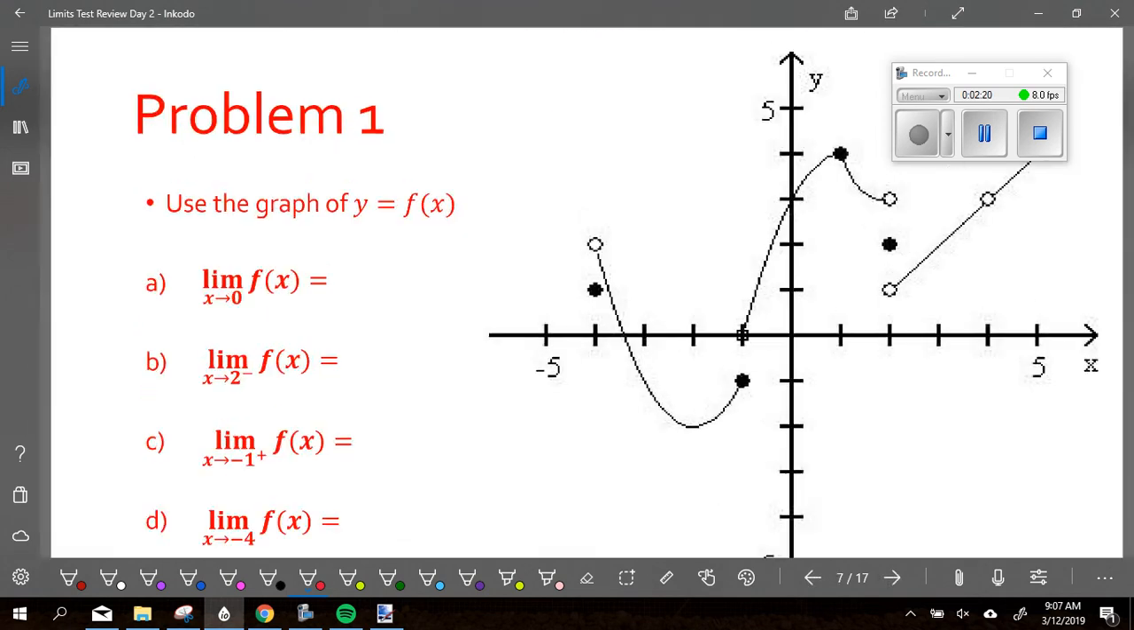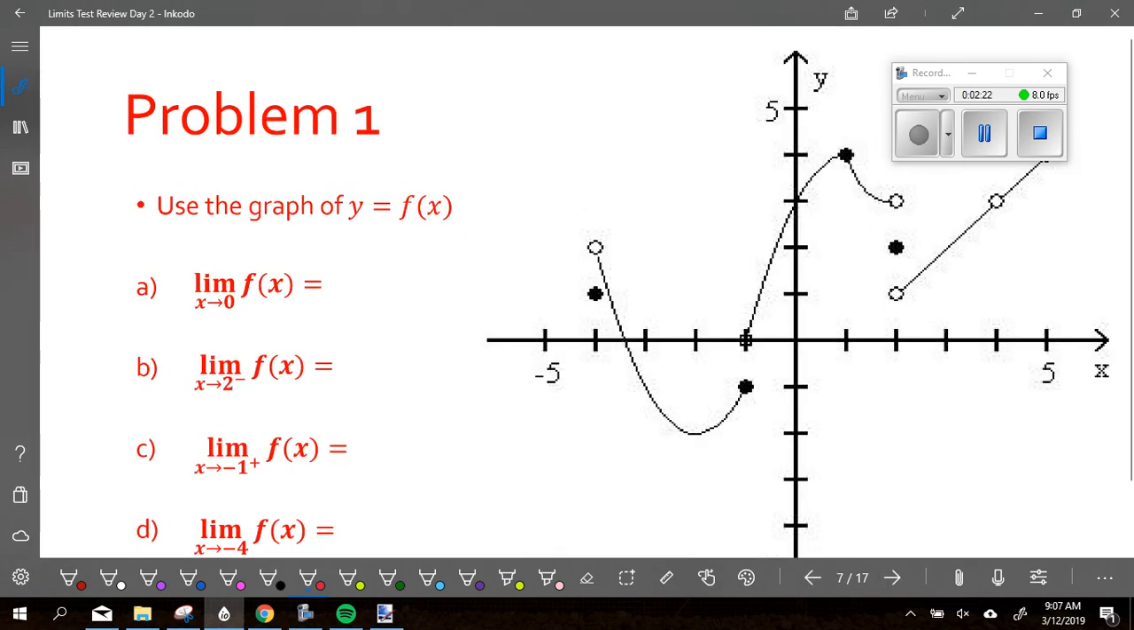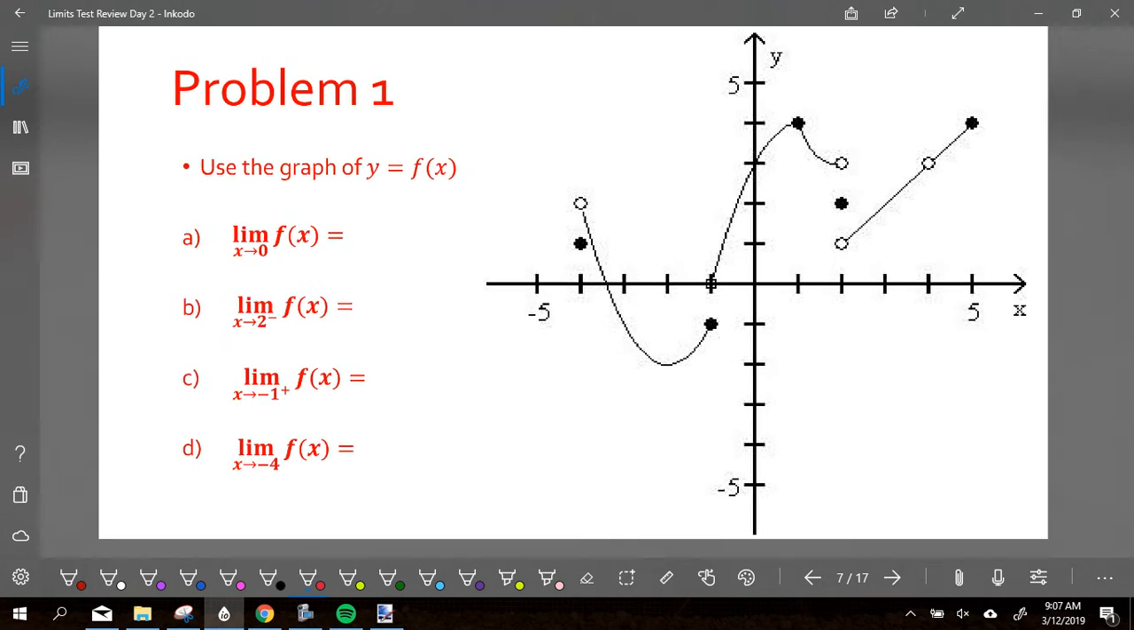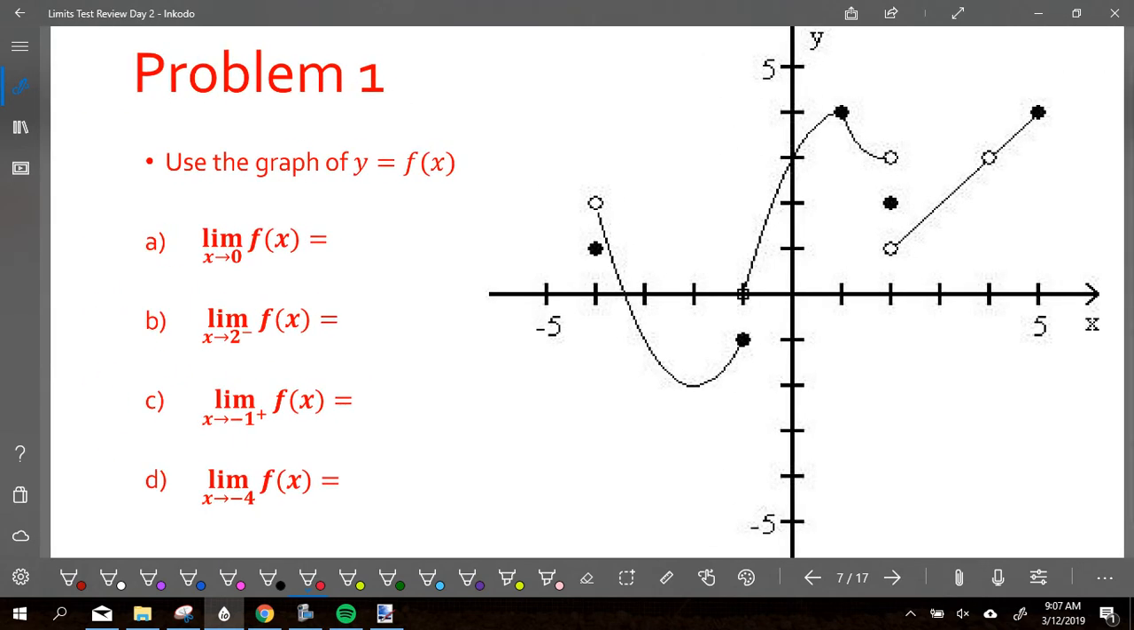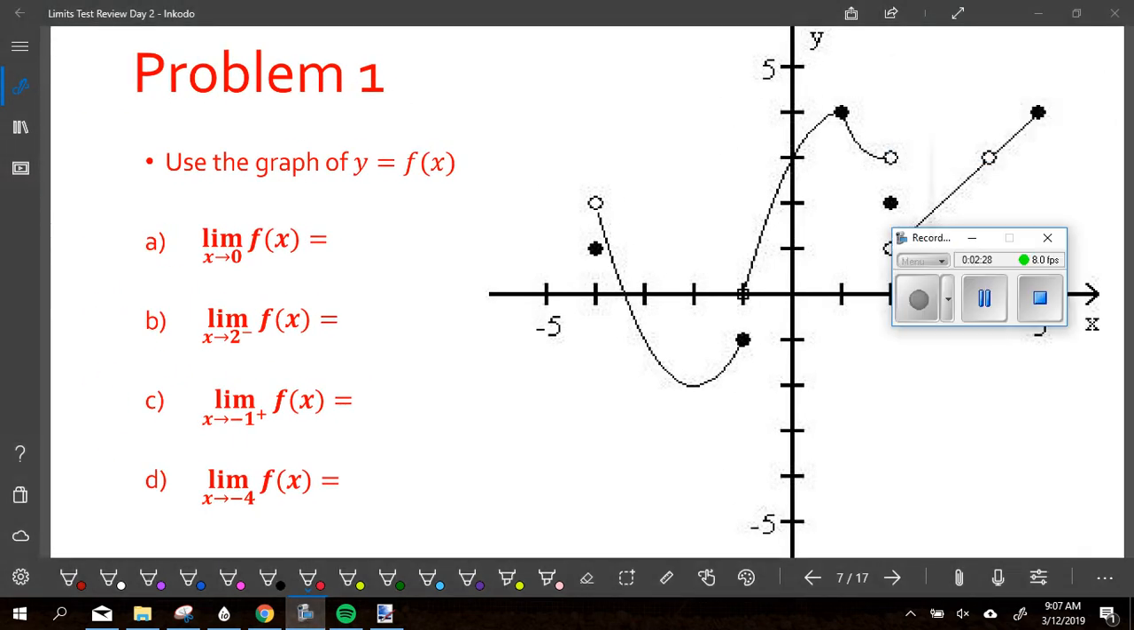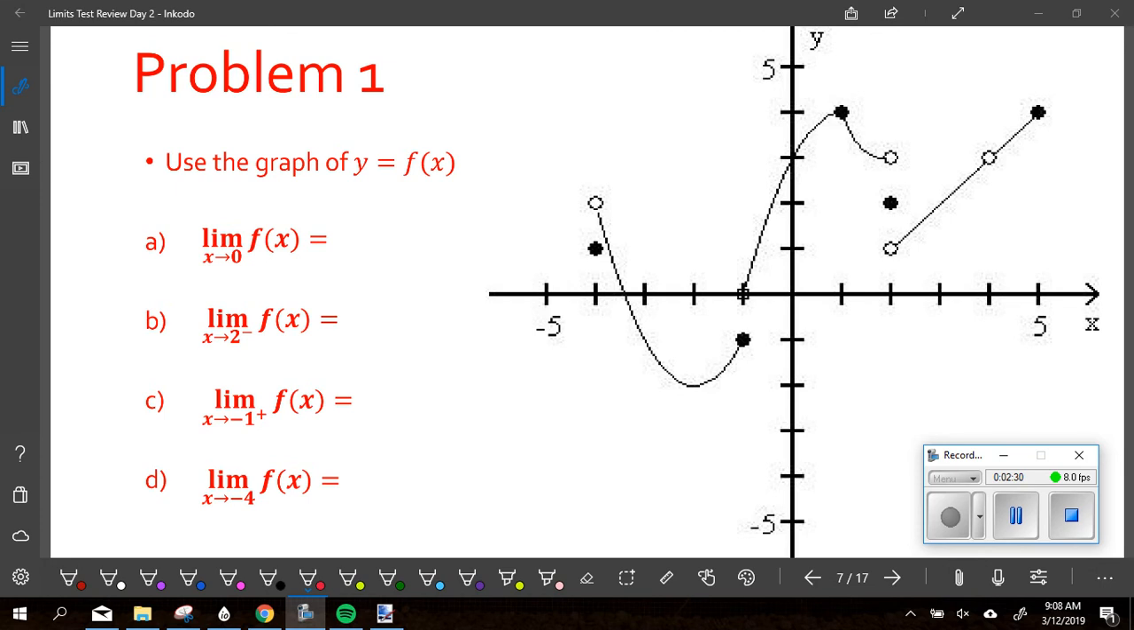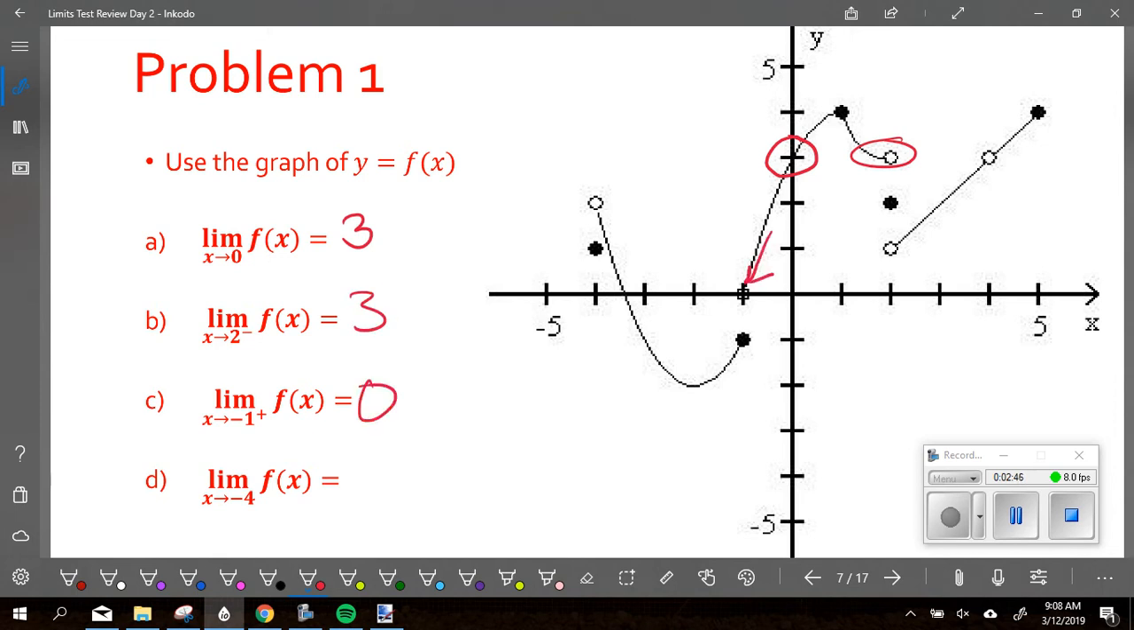Next one. Got a couple graphs here. Find the limits. Limit as x approaches 0. As I get closer and closer to 0, I'm getting closer and closer to 3. 2 from the left. So as I get closer to 2 from the left side, I'm getting closer to still 3. Limit as x approaches -1 from the right, I'm getting closer and closer to 0.